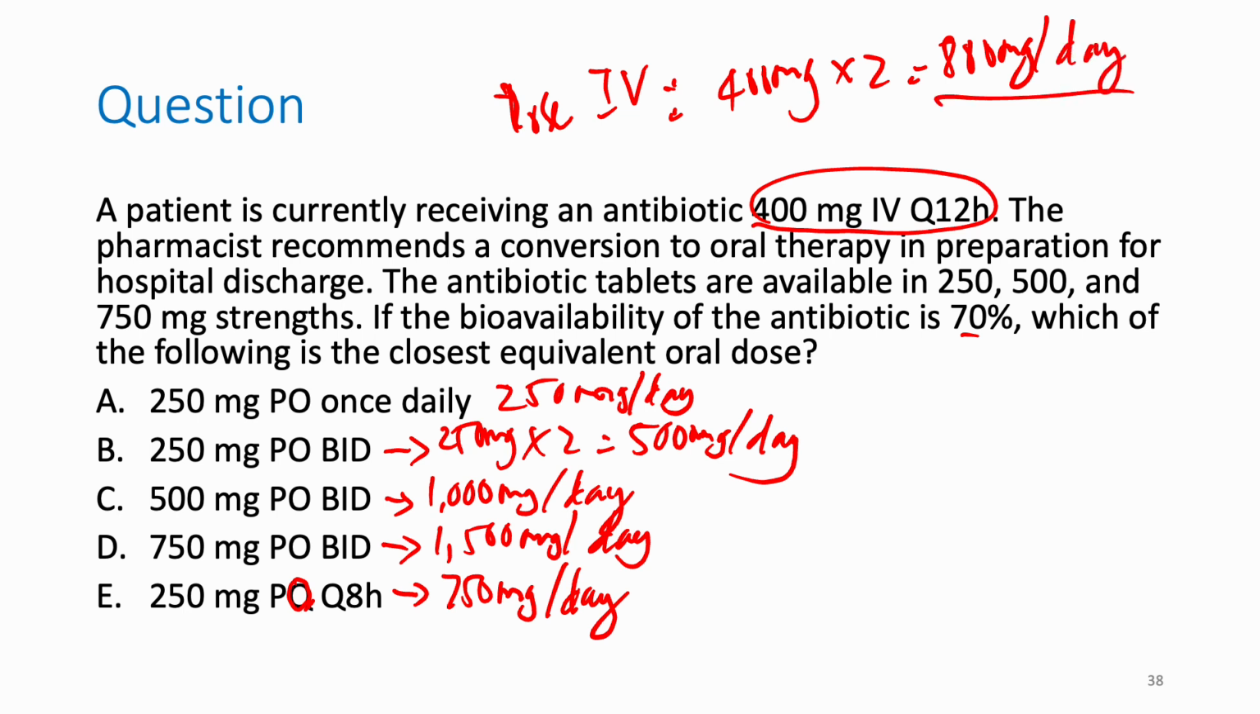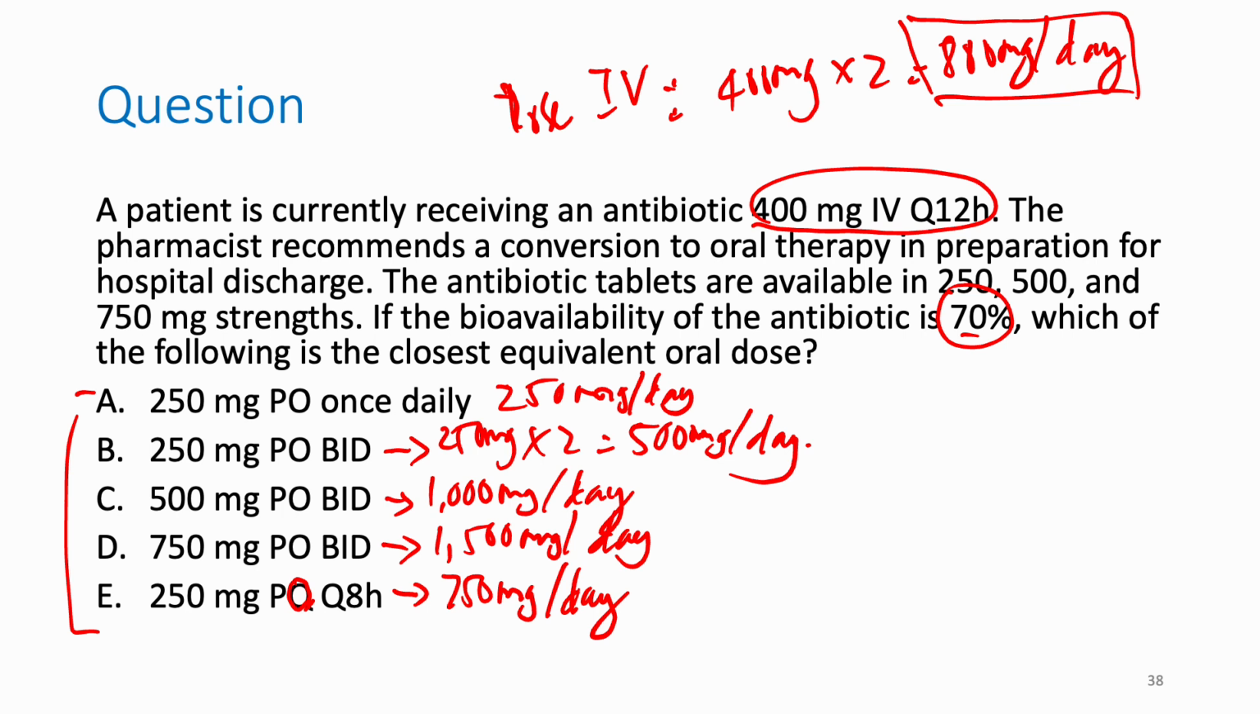So you need to find the equivalent dosing from the oral here. Which one is closest to the dose of 800 milligram a day, so it can be equivalent to the IV. Remember, because this oral drug has a bioavailability of 70%, you need to account for that. So if it's administered like this, not 100% of the drug will go to the blood, only 70% of this.